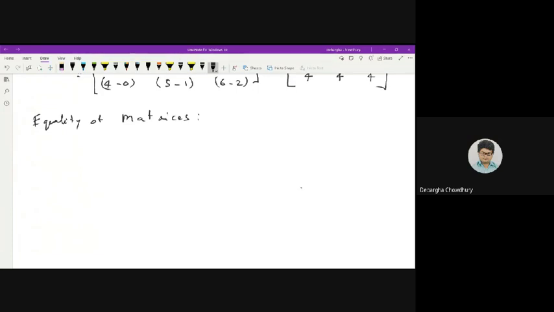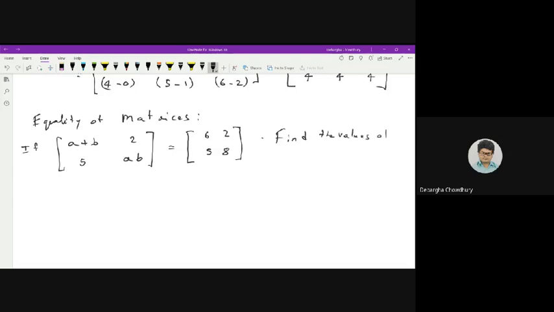Okay. So suppose we have a matrix like a plus b, 5, 2, and ab equals 6, 2, 5, 8. Find the values of a and b. So how do we approach?